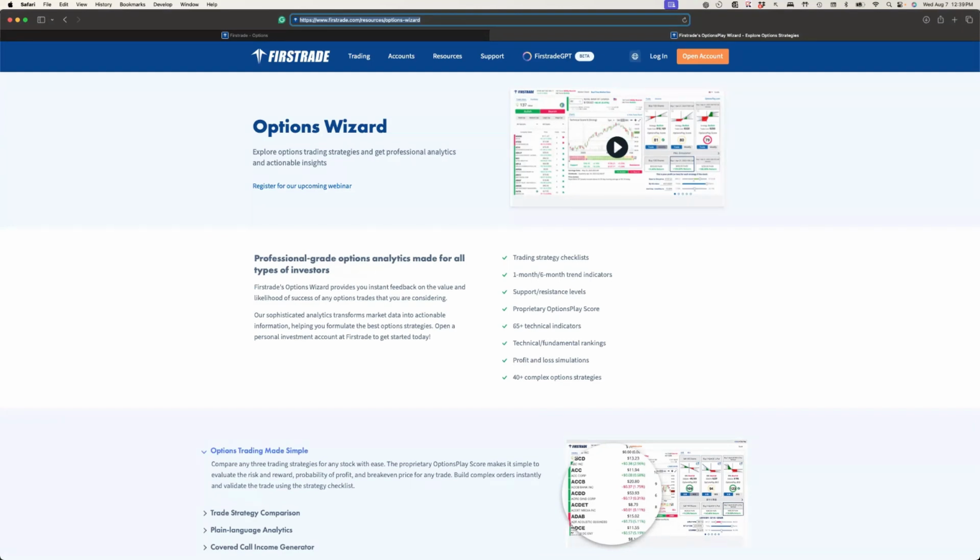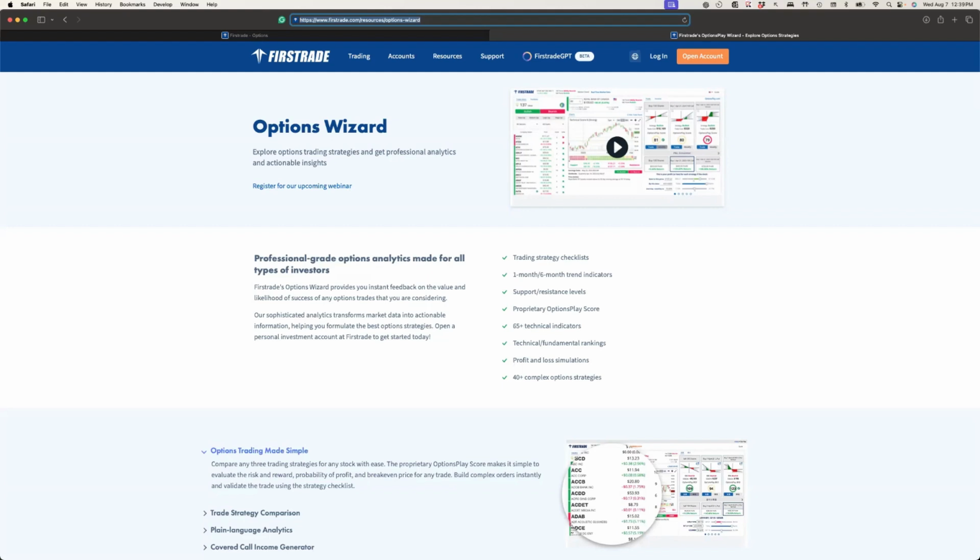When I set up my account, I was approved for level 2, but I want to do spreads, so I need level 3. How do I go about getting that approved? Please call your First Trade representative and speak to them. That's something you're going to have to discuss with your First Trade representative.